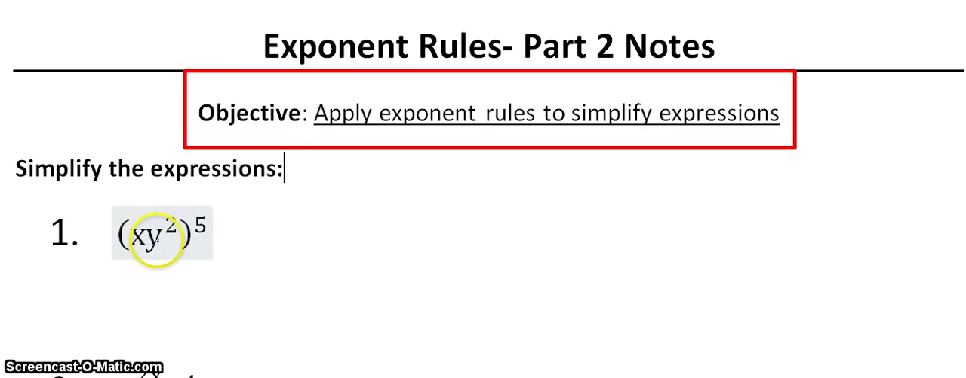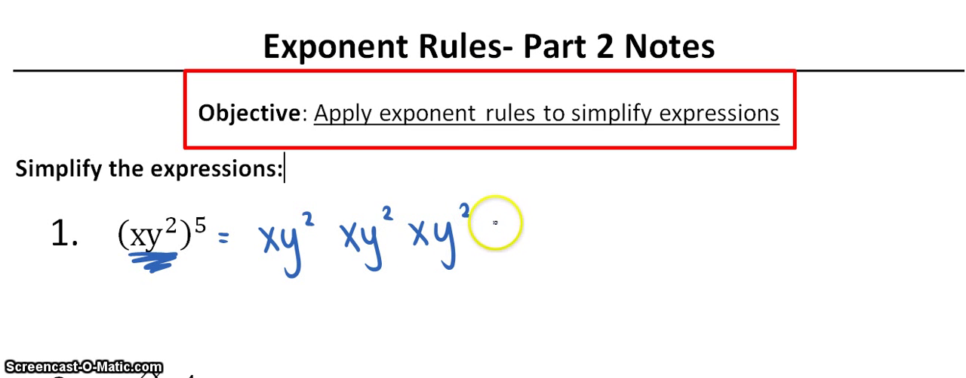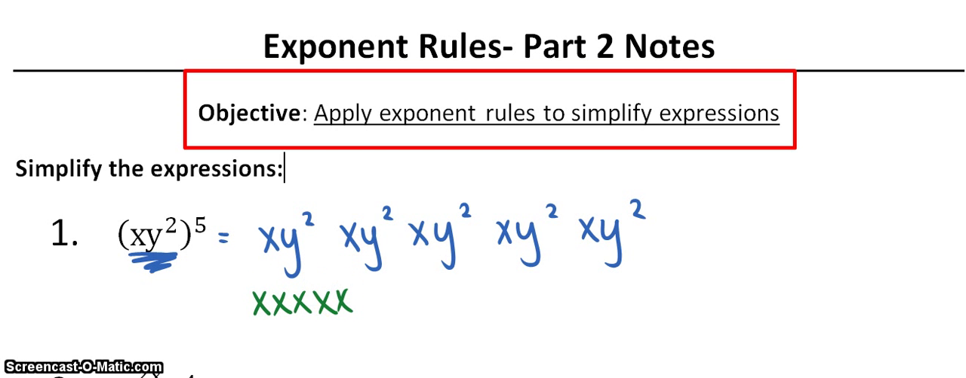Okay, so xy squared raised to the fifth means I'm multiplying this base 5 times. So it's xy squared times xy squared times xy squared, and I'm going to keep going for 5 times. Okay, now I'm going to rearrange these so I can group x's with x's and y's with y's. So let's see, I have 1, 2, 3, 4, 5 x's, and I also have 5 y squareds. Tedious, but it works, right?